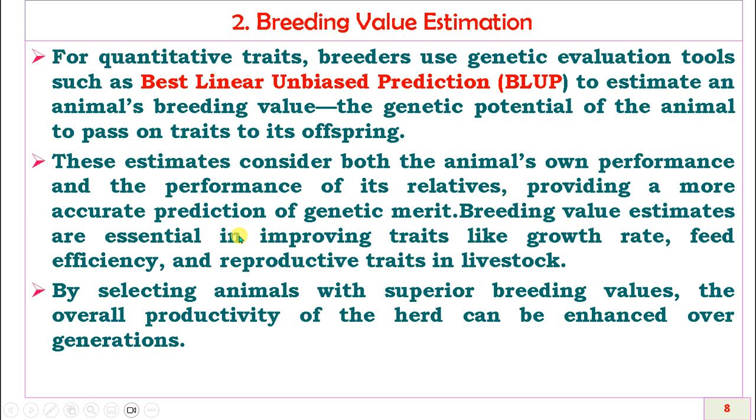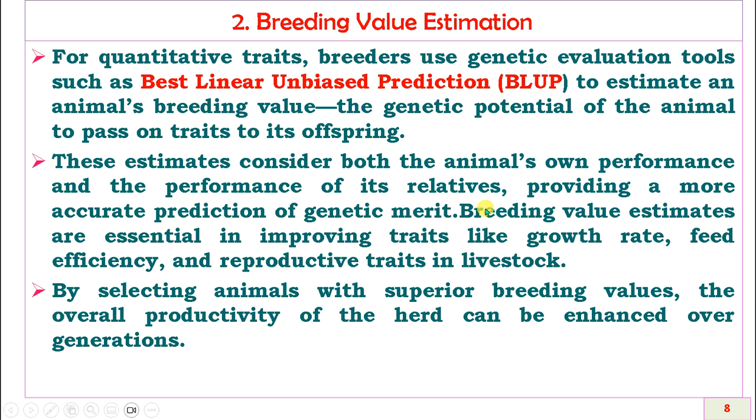So it is always assumed and predicted that the inheritance is passed to the offspring, and breeding value estimates are essential in improving traits like, number one, the growth rate, number two, the feed efficiency or feed conversion efficiency, and reproductive traits in case of livestock. So feed efficiency is always an important criterion because 60% of the cost is the feed value in case of the production of a liter of milk. Hence, we always need to consider the feed conversion efficiency.